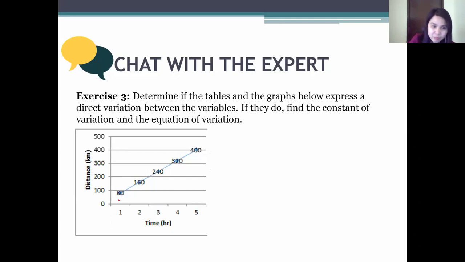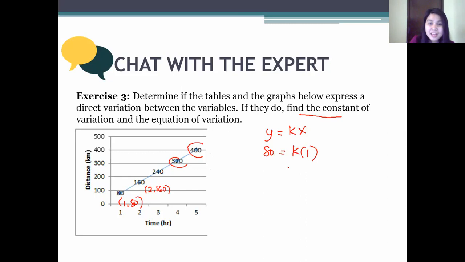Okay, here we have 1 and 80. What's the next? 2 and 160. 3 and 240. 4 and 320. 5 and 400. Let us check. We find first the constant of variation. Now in the chat box, can you tell me what is the constant of variation? Ready? Let's substitute. That's 80 equals k times 1. What's our constant of variation?